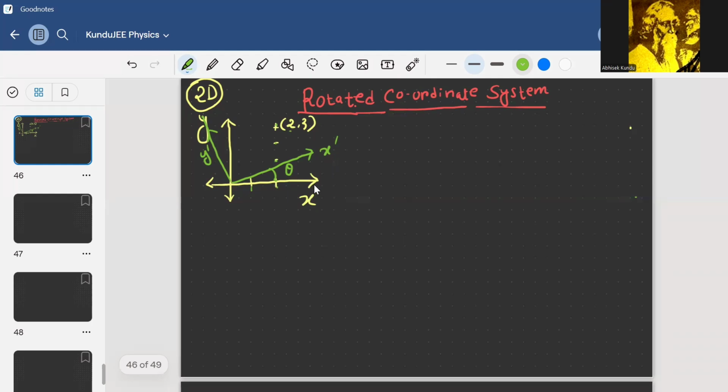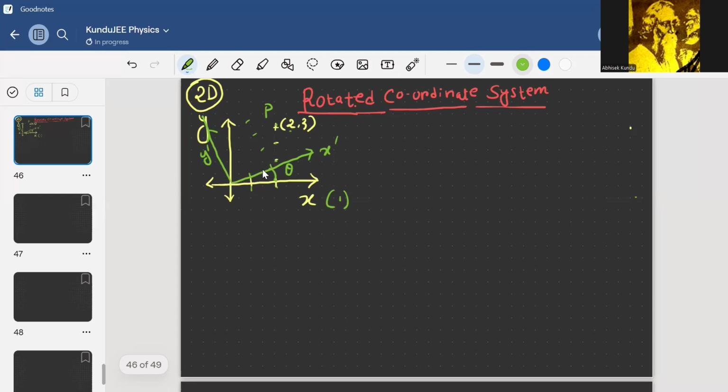Now, with respect to our initial coordinate system, the coordinate of the point, let's say P, is 2, 3. That means I can go 2 unit in x direction, 3 unit in y direction in order to reach this point. Now, what will be the coordinate of this particular point with respect to our new rotated coordinate system? Because with respect to our rotated coordinate system, we cannot tell that this coordinate is 2, 3. Because if I go 2 unit along x dash axis and 3 unit along y dash axis, we will not be able to reach that particular initial point P.